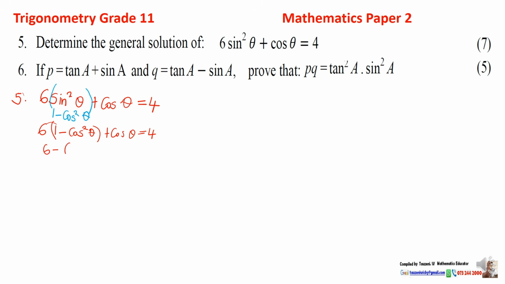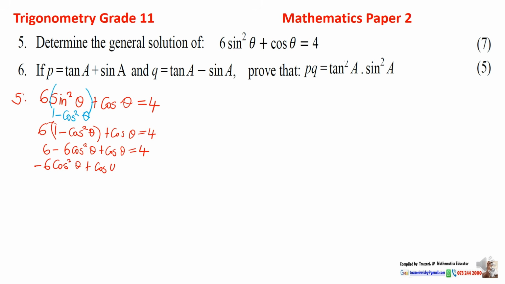Then 6 times cos squared x will give me 6 times cos squared theta plus cos theta. This is equal to 4. That is my equation. Now this, we need ideas from quadratic equation. Now it is squared, so a quadratic equation must always be in standard form. So that means you start by writing the squared one first. That's negative 6 cos squared theta plus cos theta.